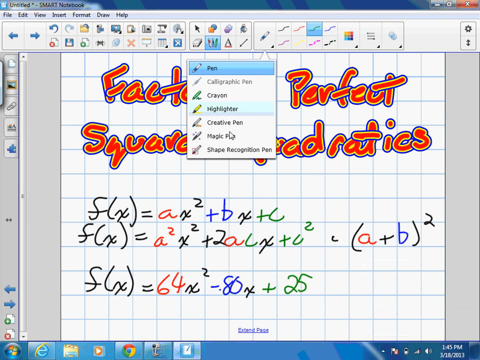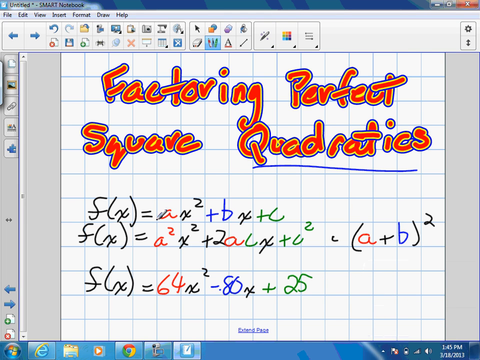So factoring a perfect square quadratic, or trinomial, is three terms, right? So it could be called a trinomial. Now, this is our normal standard form, and we know we've got to get it into a factored form. A perfect square trinomial happens to follow this pattern.